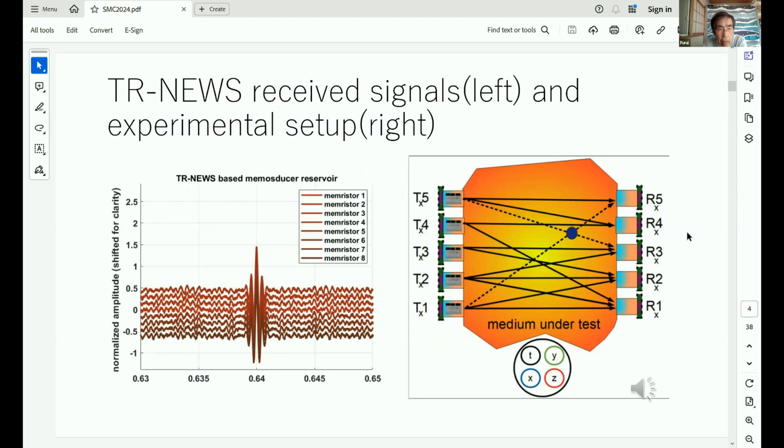This is the experimental result of TR news using the Memotusa's reservoir, and this is the experimental setup. The transducers and these are receivers, and the information are given in quaternion basis.